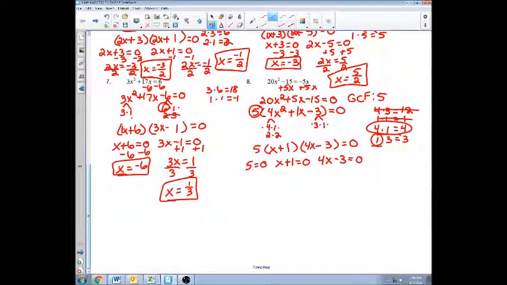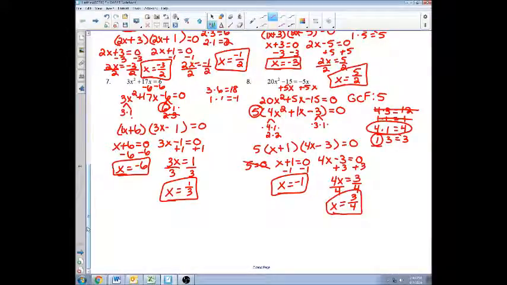Now, does 5 equal 0? No, so I can really just cross that out. But you do need to write that down and cross it out for me to understand that you did use the zero product property correctly. From here, I'm going to subtract 1, so x would equal negative 1. I'm going to add 3. 4x will equal 3. Divide that by 4. My smartboard messed up there. Divide by 4. Divide by 4. So x would equal 3 over 4. And those are my 2 answers.